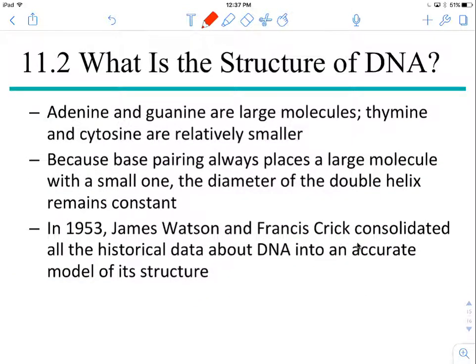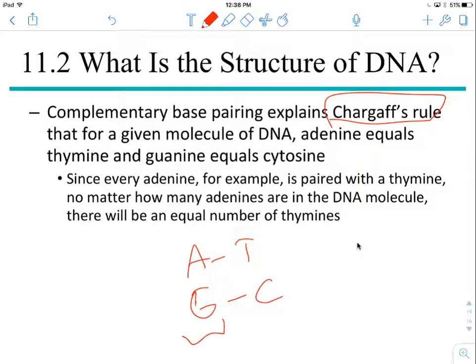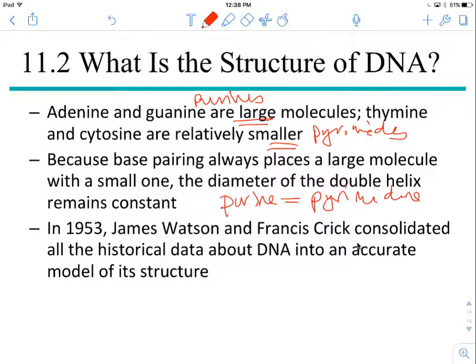Adenine and guanine are my purines, and thymine and cytosine are my pyrimidines. They're smaller, again, because there's just one ring. The purines are larger. They have 2 rings. And base pairing always puts a purine with a pyrimidine. Okay, we look back here. Again, adenine and guanine are purines, and cytosine and thymine are pyrimidines. So we always base pair a purine with a pyrimidine. And so there's always a large with a small. And that gives the constant diameter of the helix.